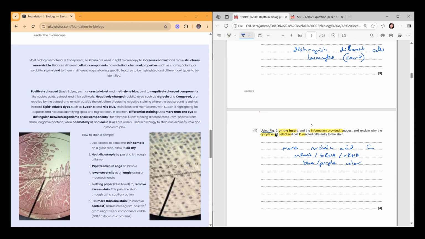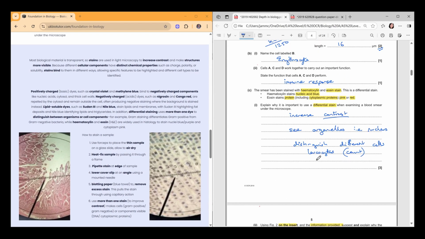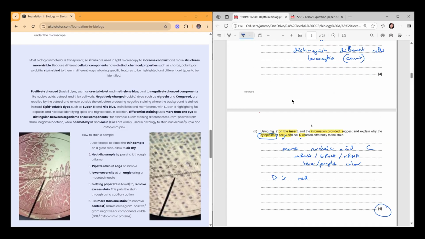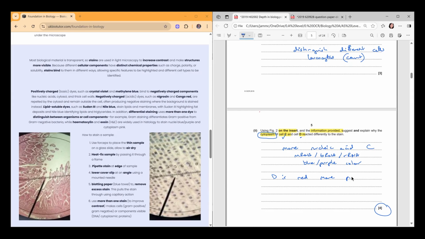So it is really important that you are taking the time to read the questions that are being asked of you. Then we need to look at, right, well, now we've talked about C because it is a 4 marker. We need to make sure we're talking about cell D as well. So I've done C, I now need to do D. So if I look at cell D, D is red in color. Well, what does that indicate? Well, we know it said above, if I just go back up, refresh my memory, pink or red is to do with proteins. So I can say that D has more proteins in the cytoplasm.